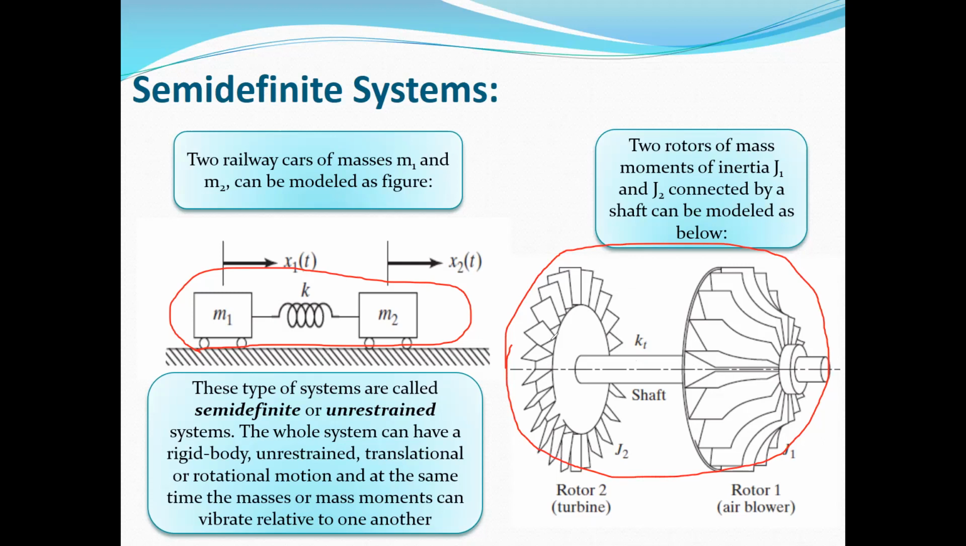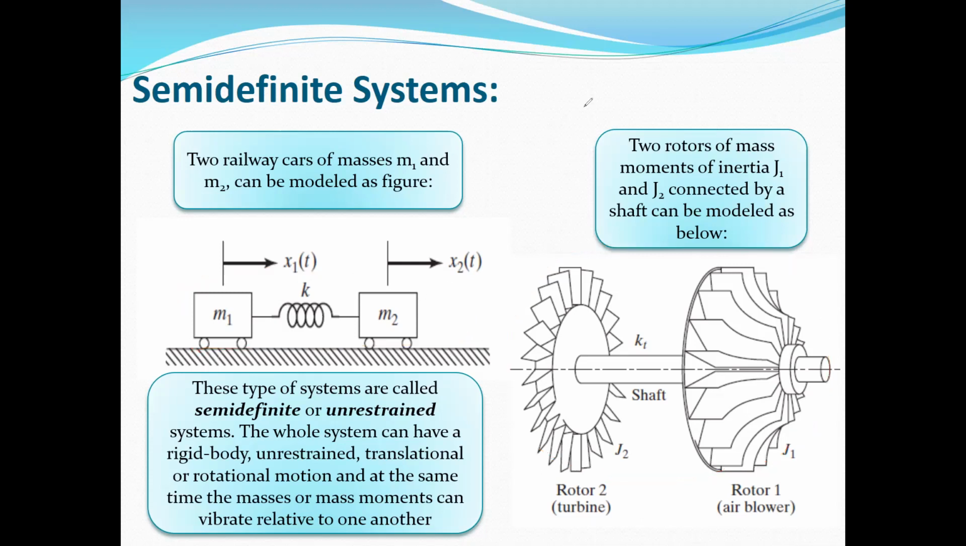All of these systems, which we call semi-definite or unrestrained systems, can have a mode shape like a rigid body, and they can move as a rigid body. But at the same time, when they are moving as a rigid body, these masses, for example M1 and M2, can have vibrational motion with respect to each other and relative to one another. They can vibrate, but at the same time, they are moving as a rigid body.